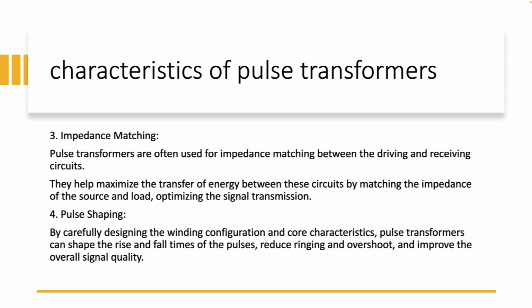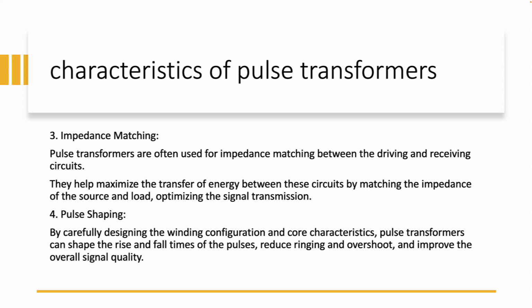Turns ratio. The turns ratio of a pulse transformer determines the voltage transformation between the primary and secondary windings. By selecting an appropriate turns ratio, the pulse transformer can step up or step down the voltage levels as needed for the application.